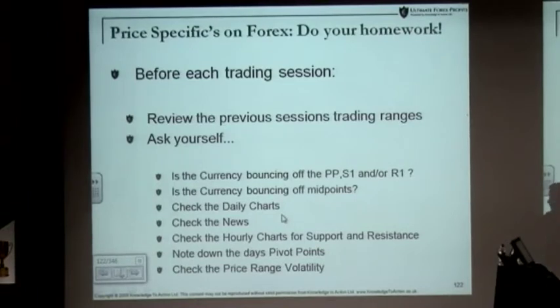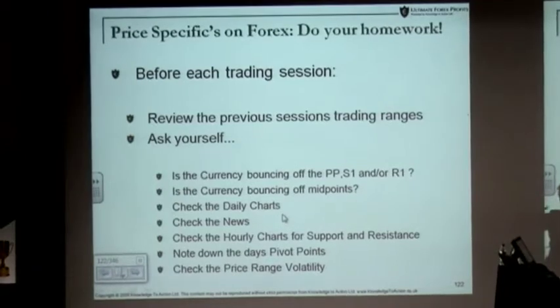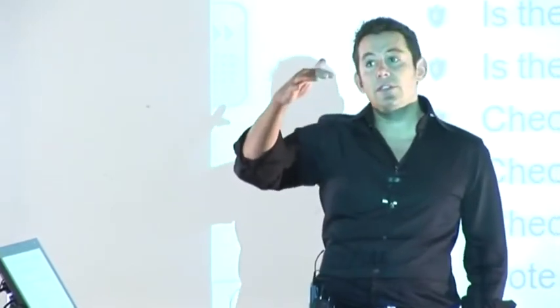Is it bouncing off that? Or is it at the support level? Or is it the resistance level? What is it doing? Does that make sense? If we're looking at the euro and it's in a downtrend, is the currency breaking through that pivot line, or is it above it still?